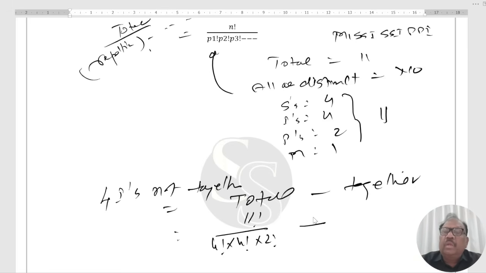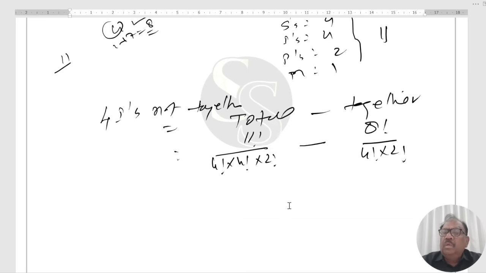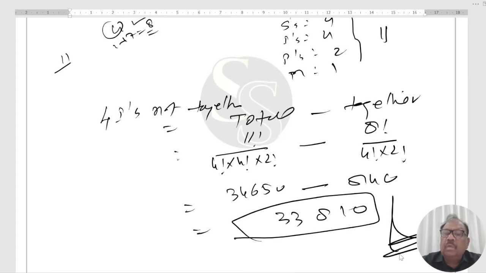If we consider these together, total are 11. 4 I's together, so pending are 7. 1 plus 7, 8. We have to arrange 8. The 4 I's are together, so factorial 4 into factorial 2 in the denominator. On simplification, this comes out to be 34650 minus 840. If you subtract it, 33810. That is the answer.